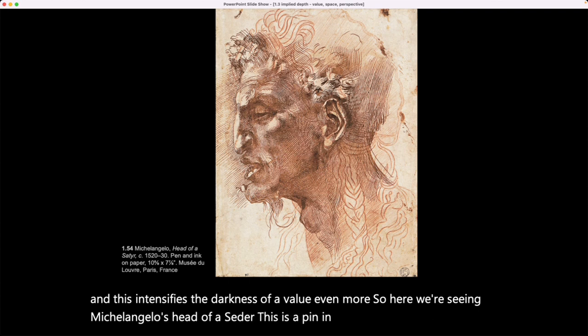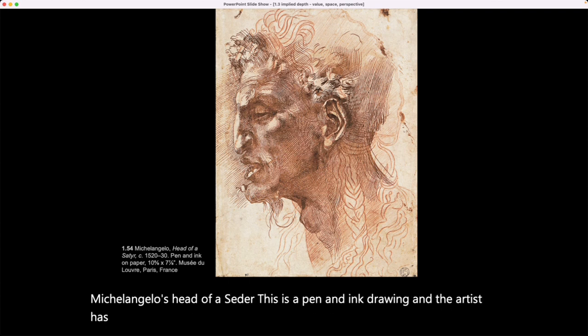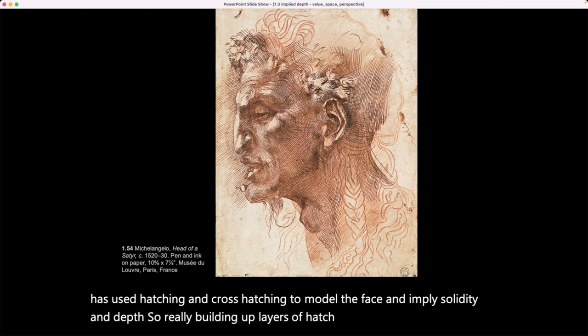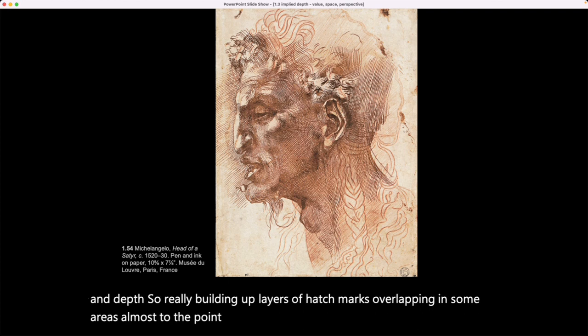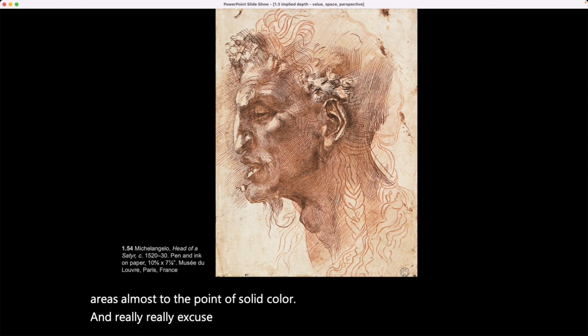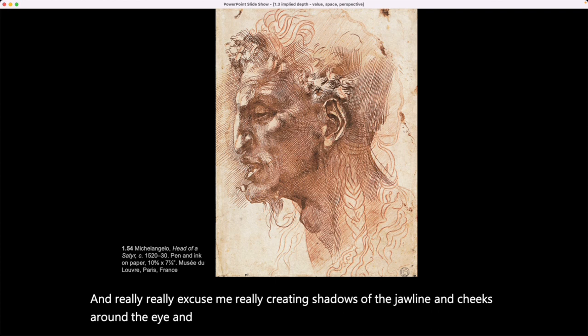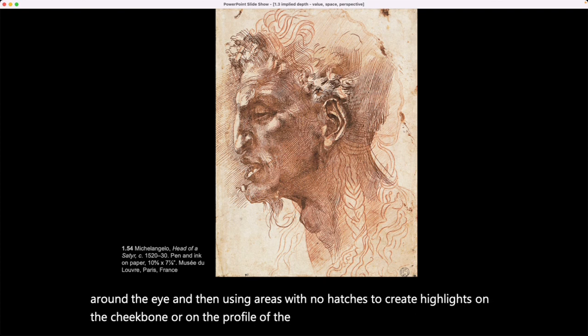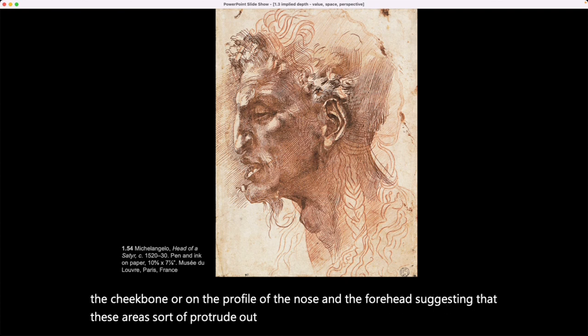This is a pen and ink drawing, and the artist has used hatching and cross-hatching to model the face and imply solidity and depth. So really building up layers of hatch marks, overlapping in some areas, almost to the point of solid color, and really creating shadows of the jawline and cheeks around the eye, and then using areas with no hatches to create highlights, sort of like on the cheekbone or on the profile of the nose and the forehead, suggesting that these areas sort of protrude out and catch more light than other areas of the face.